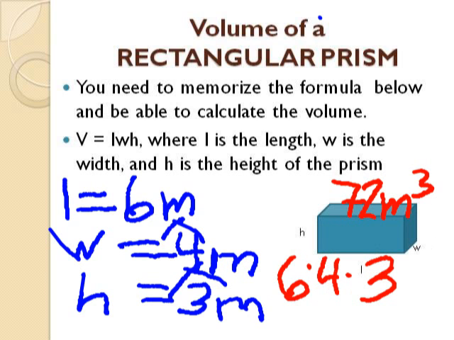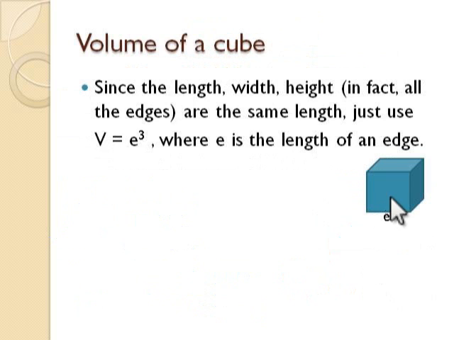Okay, moving on to volume of a cube. A cube is just like a rectangular prism, except for the fact that every single edge is the same length, because a cube has a square for each face. Every face of the cube, like the dots on a pair of dice, is a square. So since the length and the width and the height are all the same length, all we need to know is one measure.